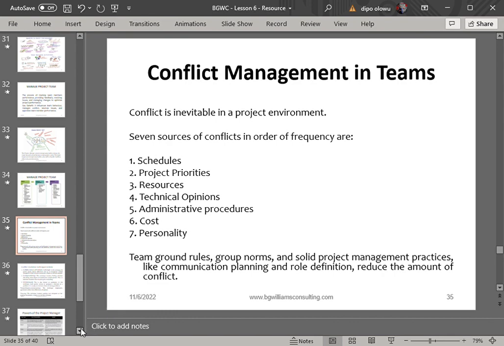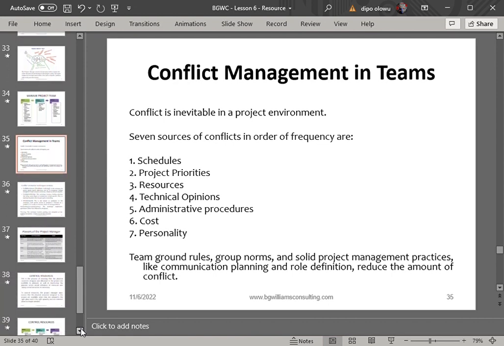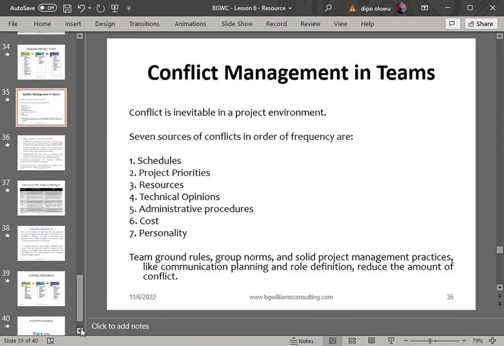It is technically impossible. So we want to quickly look at what a conflict is, and if I am managing my team and conflict occurs, how do I go about it? Conflict can be positive or negative. Take note, we can't totally eradicate conflicts in our projects.